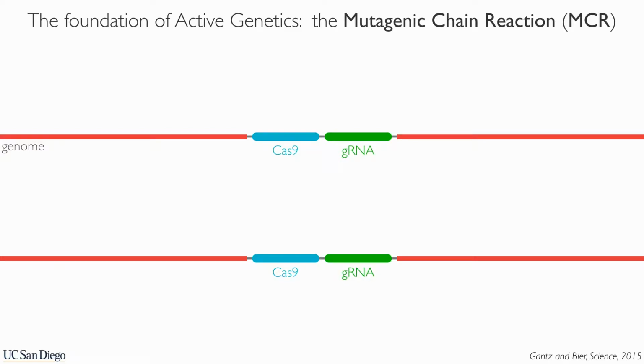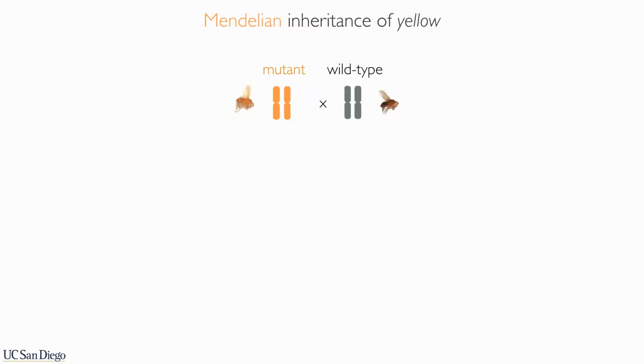We decided to test it in Drosophila, obviously our model of choice, and we decided to use a specific mutation called yellow. It's a traditional mutant of Drosophila. When you have two mutant copies, the flies look yellow. I don't know if you can see it, it seems very similar from here, but the wild types are darker compared to the yellow ones.